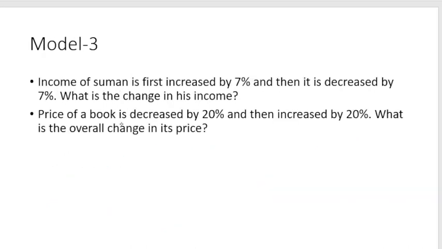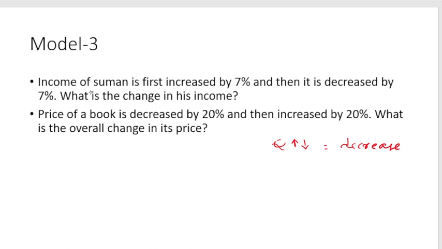Next, third model. If the income of Suman is first increased by 7 percentage and then it is decreased by 7 percentage, what is the change in his income? So remember, when one quantity is increased by some percentage and again decreased by the same percentage, then overall it will decrease. Let's see how much amount it will decrease.